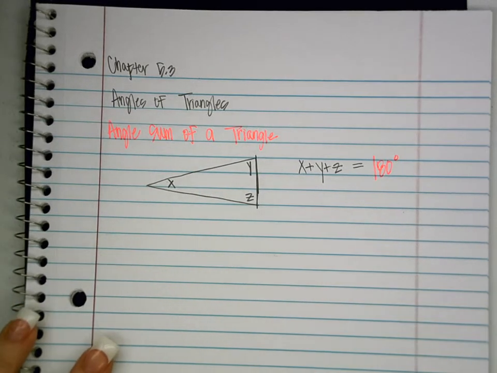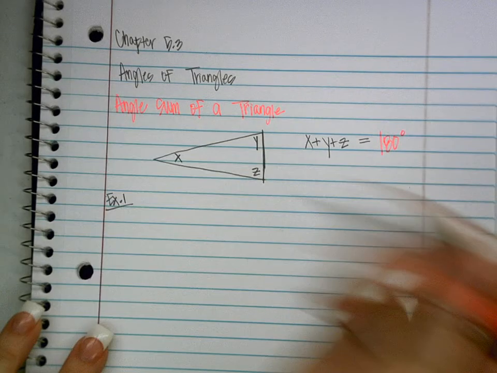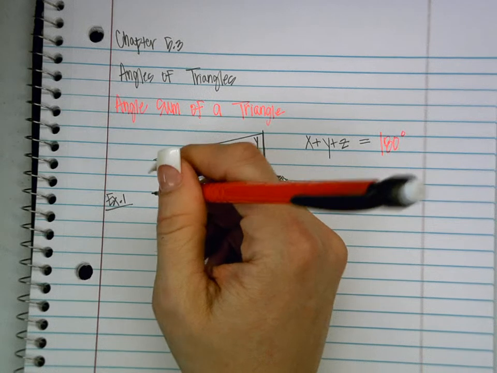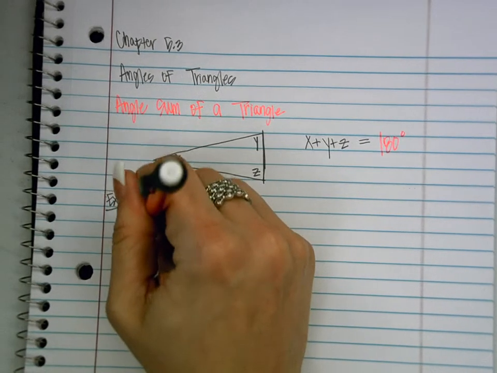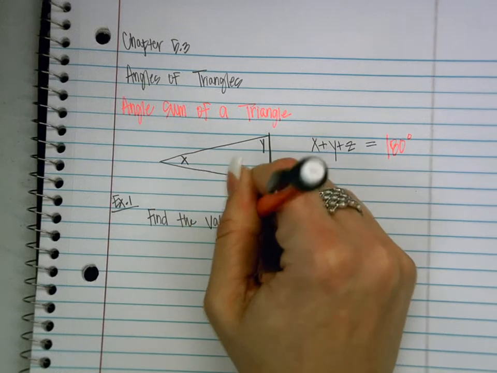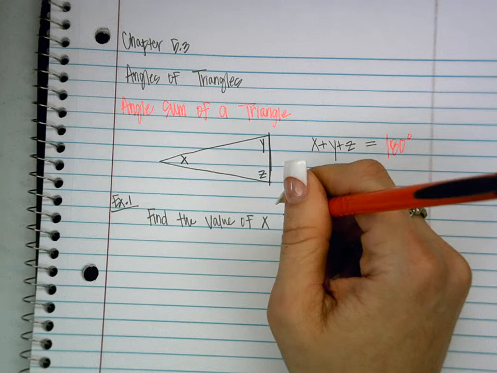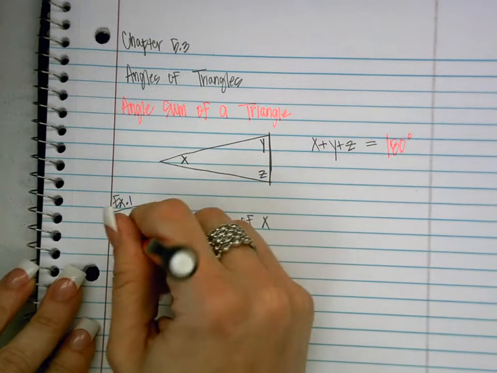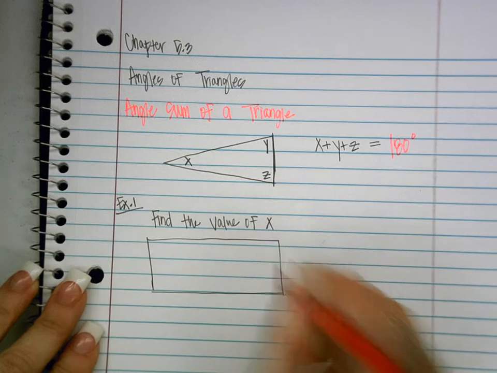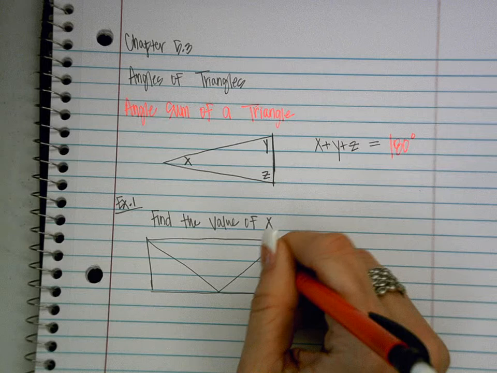So if I gave you an example, for example number 1, and I ask you to find the value of X. I hate finding X. Well, you're going to have to find X a lot. Find the value of X. And I'm going to give you a big rectangle, a kind of interesting looking shape here.